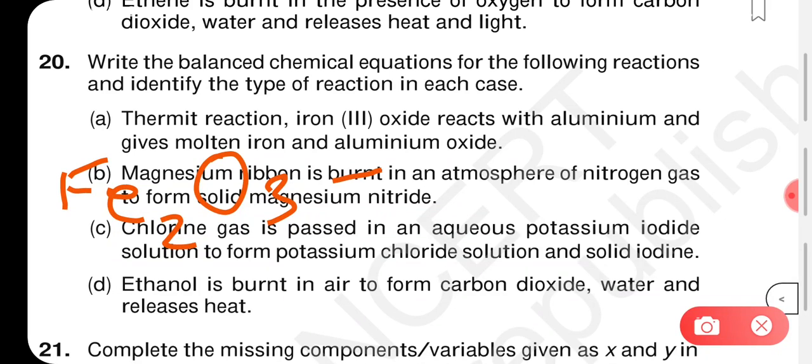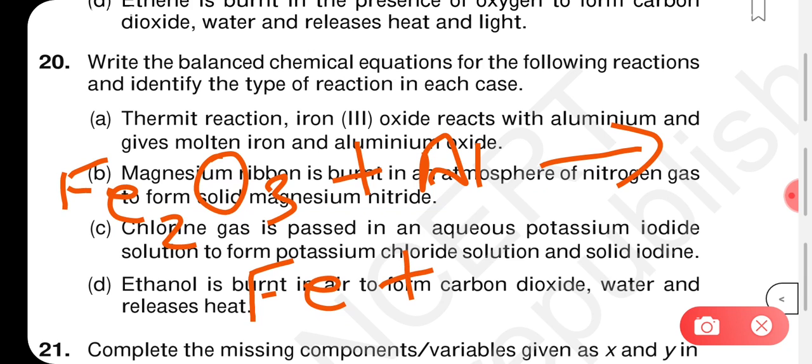Fe2O3. Now this is reacting with aluminium to give molten iron. Molten iron means here iron is being formed, fine, and aluminium oxide is formed. Aluminium oxide is Al2O3. Okay, and in this process heat is also being released. In the Thermate reaction, heat is being produced.